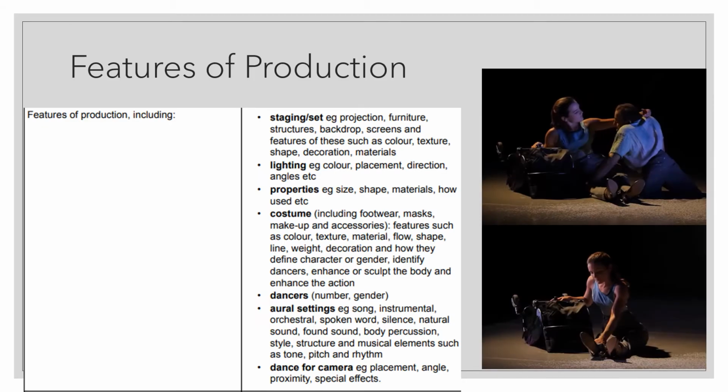Okay, you also must know about the features of production. So this includes staging, lighting, props, costume, dancers, aural setting and dance for camera. Now in this example we don't need to know about dance for camera because this is a live work on stage.